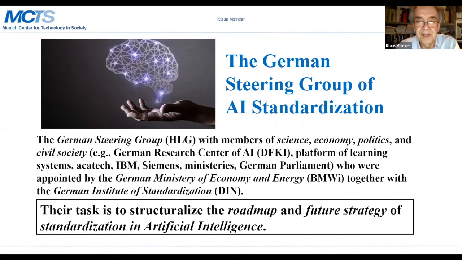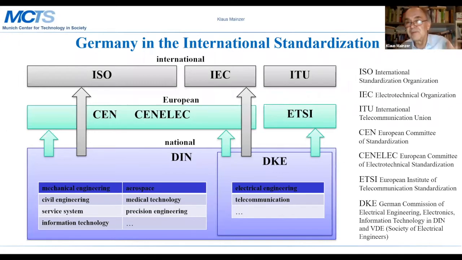And they were appointed by the German Ministry of Economy and Energy, but also involved are the German Ministry of Research and Education and the German Ministry of Labor, together with the German Institute for Standardization, in German abbreviation DIN, Deutsches Institut für Normung. Their task is to structure the roadmap and the future strategy of standardization in artificial intelligence.